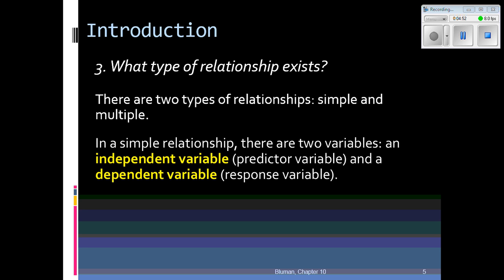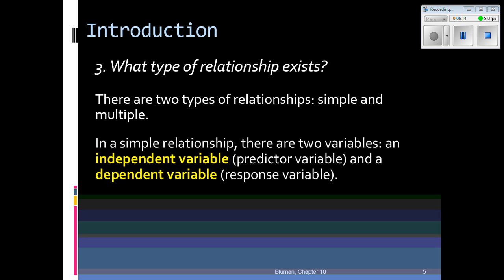How many hours that you worked, that's the independent variable. That predicts how much money you will make. How much money you made is the dependent variable because the amount of money you make depends on how many hours you work. Okay, so that's one kind of example.